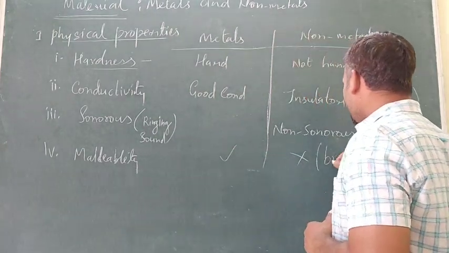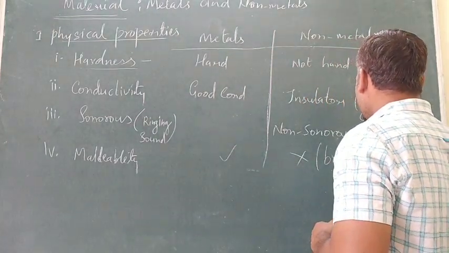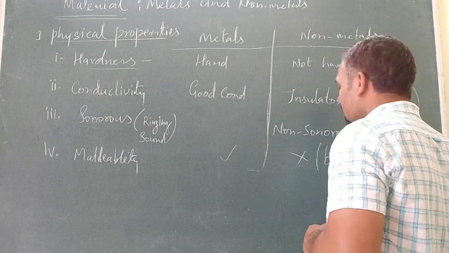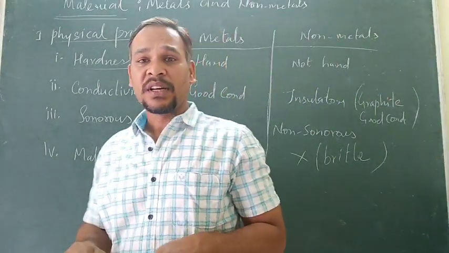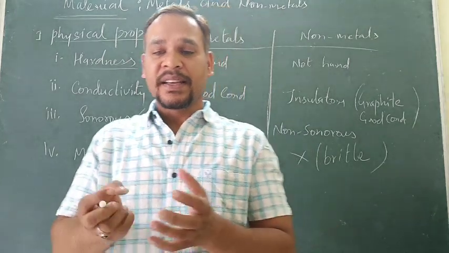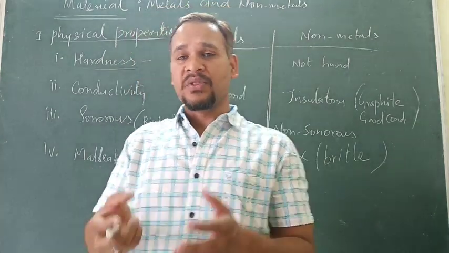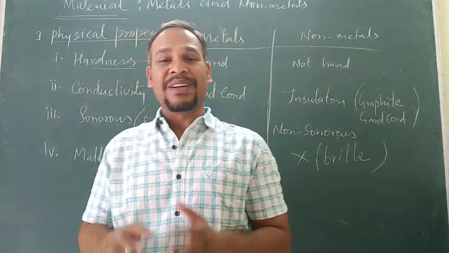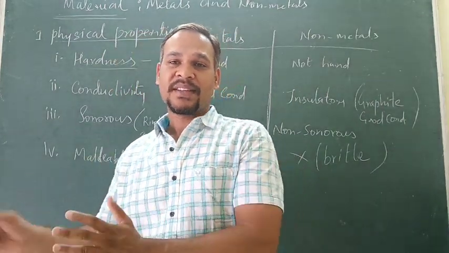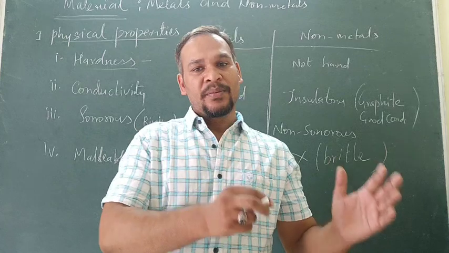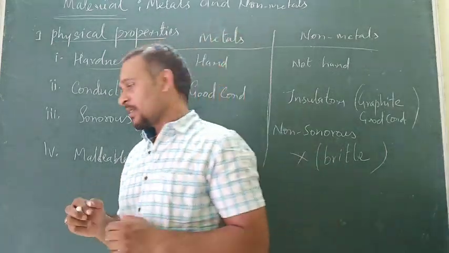They are brittle. Brittle means if we strike hard on the non-metals, they can be spread like powder. They can be converted into powder, but they cannot be converted into wires or into metal sheets.